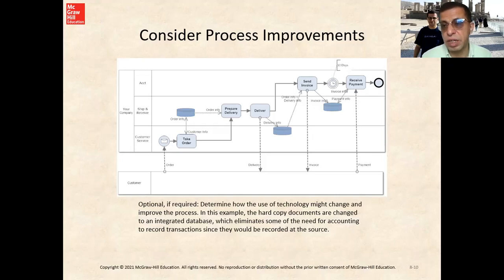So data integration and exchange happen, which eliminates some needs for accounting to record transactions since they would be recorded at the source. So he's buying, he makes a request. This can be done automatically instead of recording and entering this information, and that can reduce the number of accountants there.